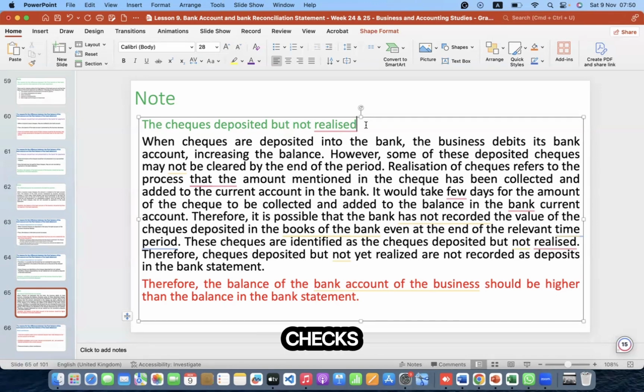Realization of checks refers to the process that the amount mentioned in the check has been collected and added to the current account in the bank. It would take a few days for the amount of the check to be collected and added to the balance in the bank current account. Therefore, it is possible that the bank has not recorded the value of the checks deposited in the books of the bank even at the end of the relevant time period. These checks are identified as the checks deposited but not realized.